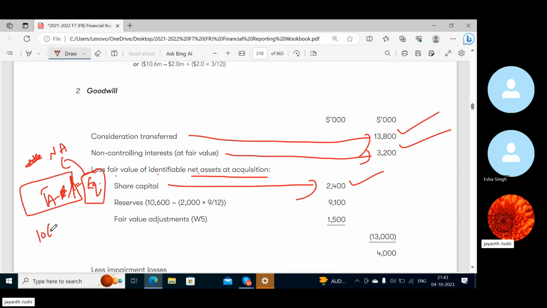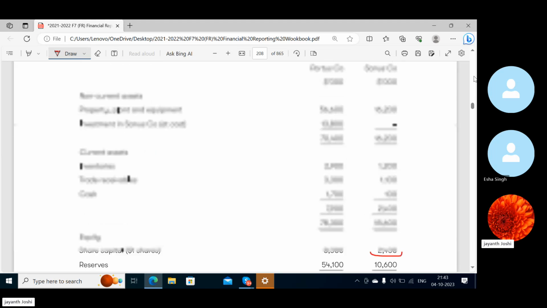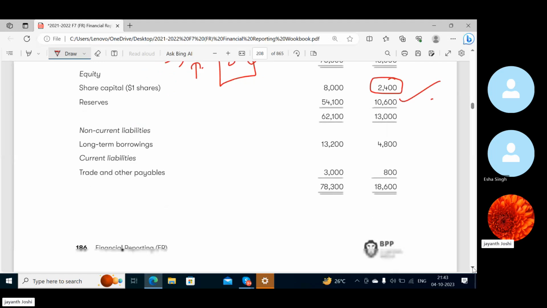Reserves of 10,600 are given. We only want pre-acquisition reserves in the case of goodwill calculation, not post-acquisition reserves. So 10,600, let me show you the reserves. That will give you some sense of understanding. These are the reserves given to you, okay?